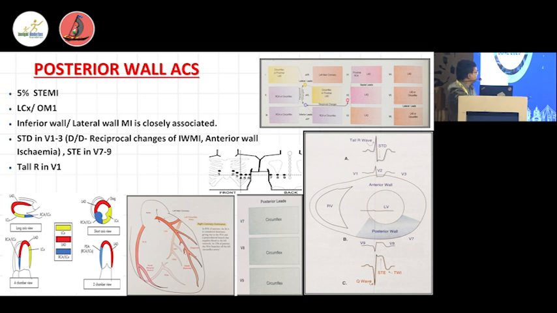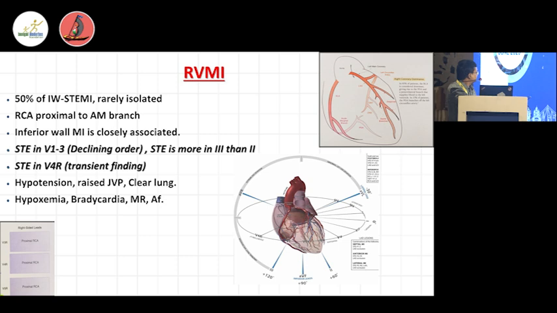So the block is predominantly at the level of this part, just after the bifurcation of LCX and LAD. So at this level, we do get an extensive anterior wall STEMI.